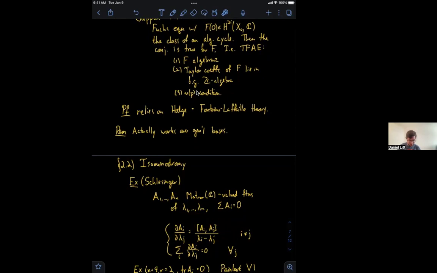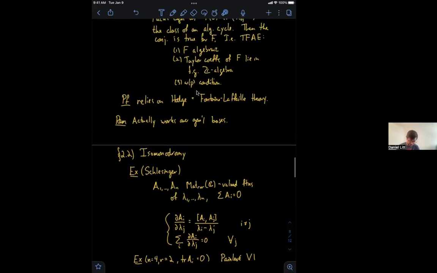So you get the commutator of A_i with A_j over the difference of lambda_i minus lambda_j. So this is a nonlinear differential equation because of this commutator. And then also you impose the condition that this sum condition remains true. So that's the condition that the sum of dA_i/d lambda_j is 0 for all j. So the sum over i. So here, in other words, if you want to figure out how to take dA_i/d lambda_i, you plug these expressions into this equation and solve for the last remaining expression.